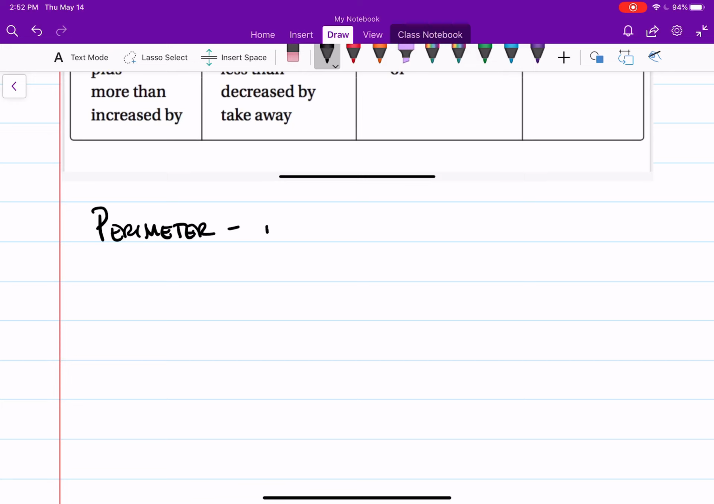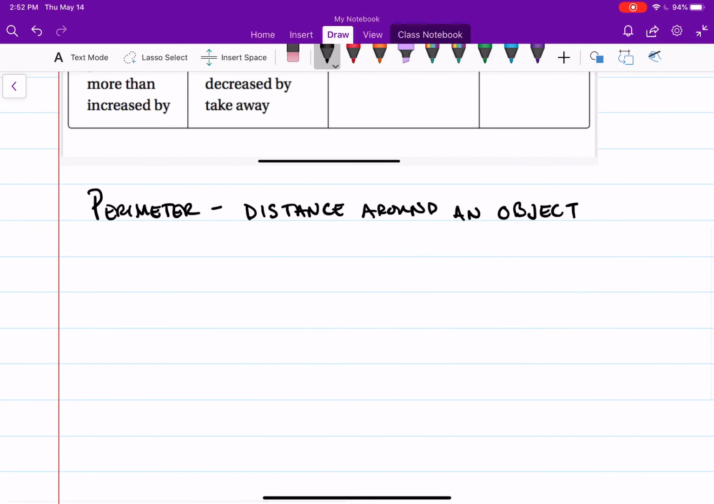Perimeter means the distance around an object. Okay, so it's the distance around an object.